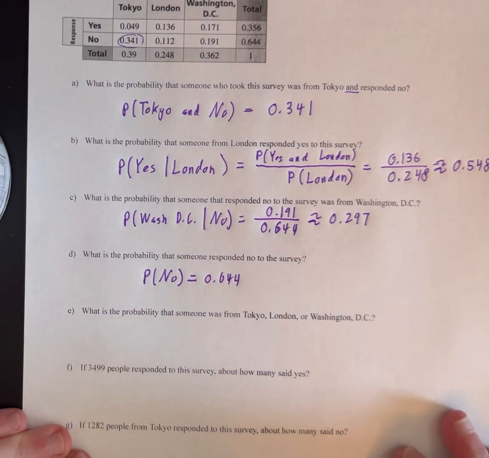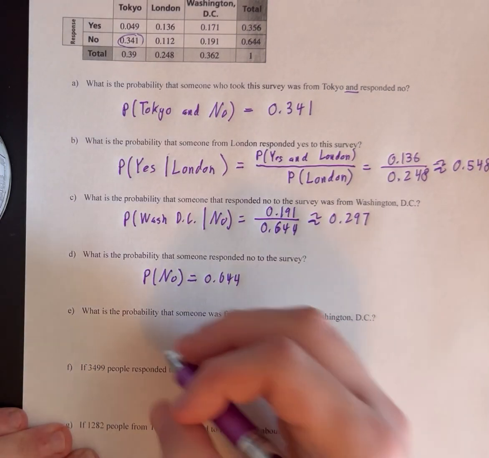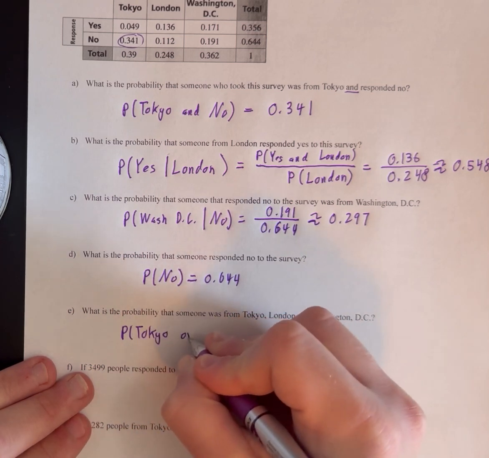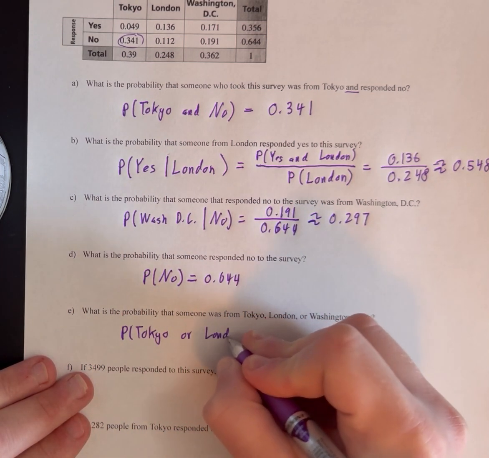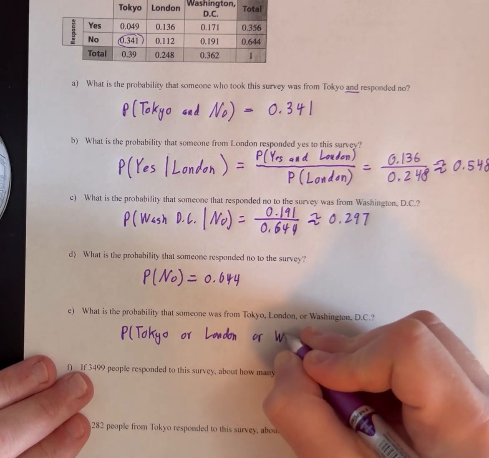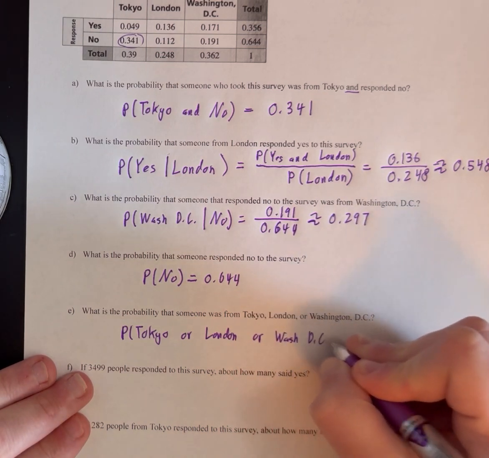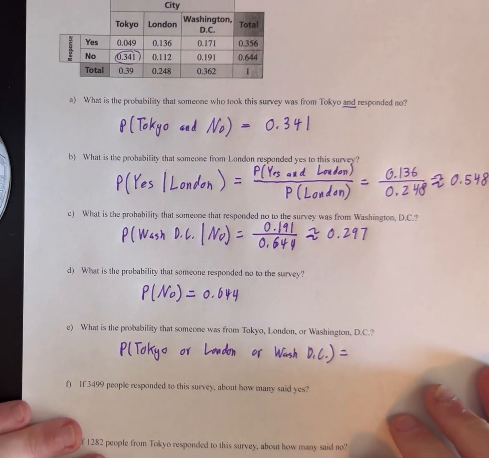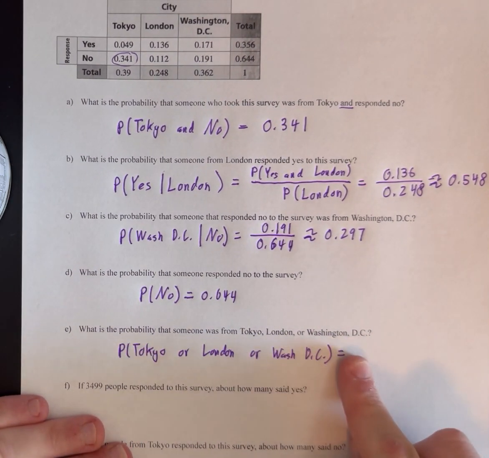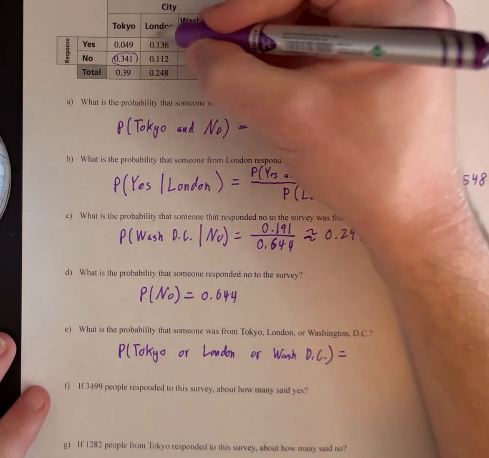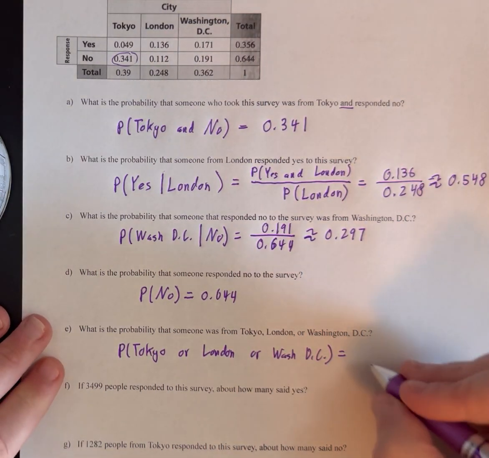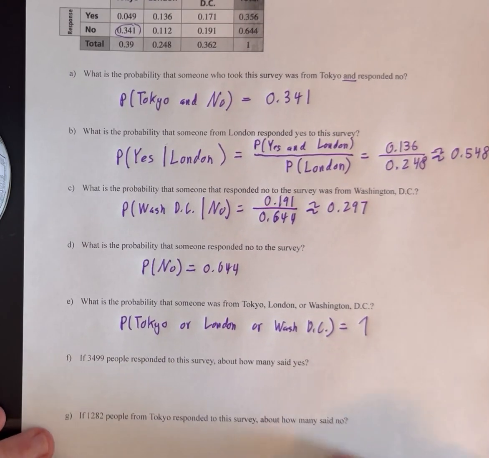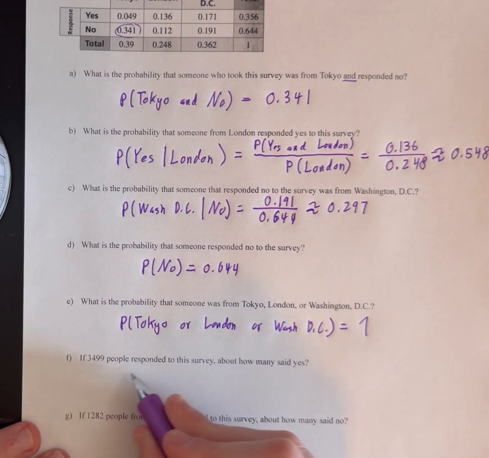What is the probability that someone was from Tokyo, London, or Washington, D.C.? Kind of a trick question here because they only surveyed these three places, right? What's the probability that they're from any of these three places? Well, it's 100% chance, right? Because it's literally everyone from the survey. So the probability here is just 1. It's 100%.